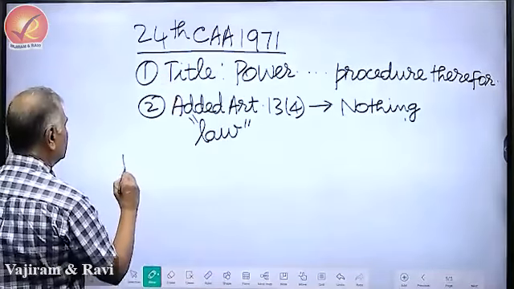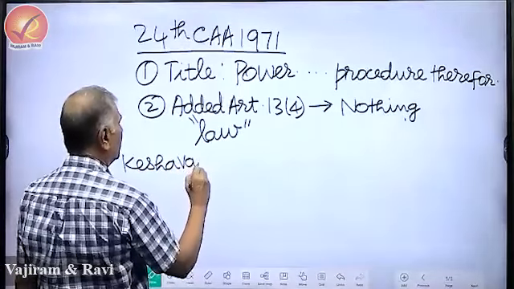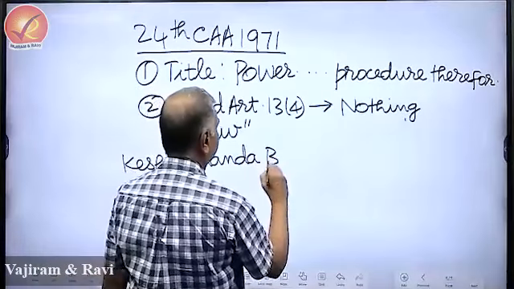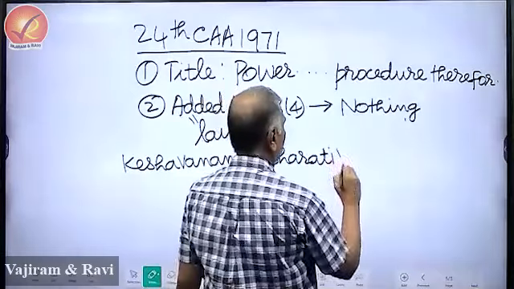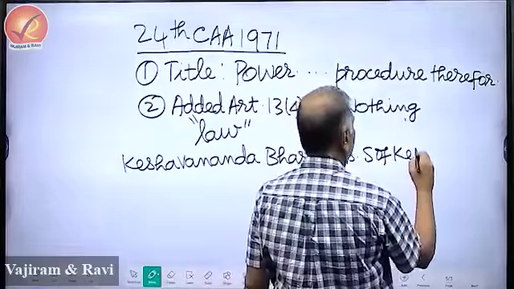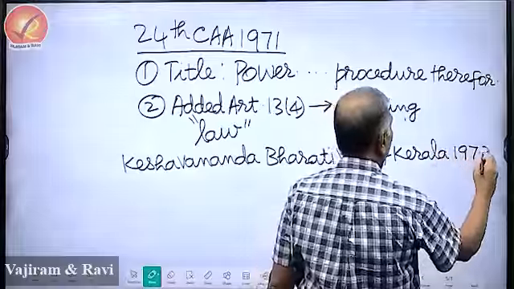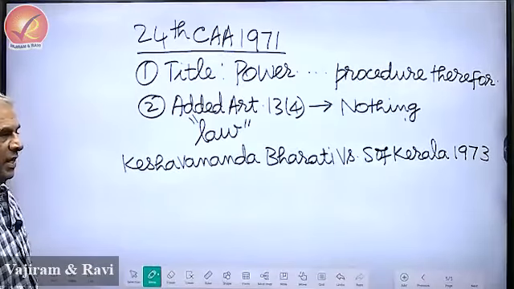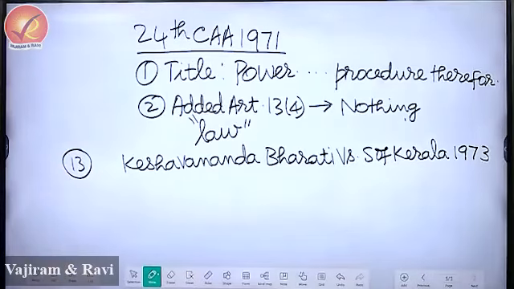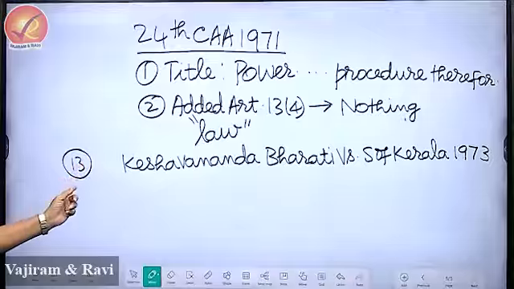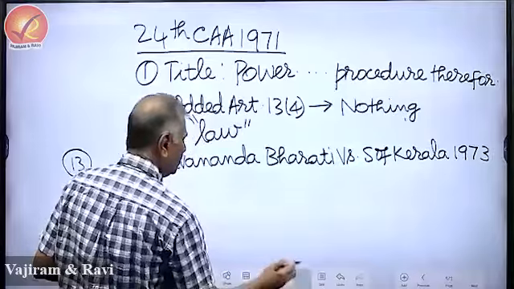And the 24th Amendment Act was challenged before the Supreme Court in a case known as Keshavananda Bharati versus State of Kerala, 1973. And it was decided by a bench consisting of 13 judges. If it were to overrule the Golaknath case decision, it must have a larger bench. So this is the only case that has been decided by the Supreme Court with a bench as large as 13 judges so far. Now what were the major decisions of the court in this case?